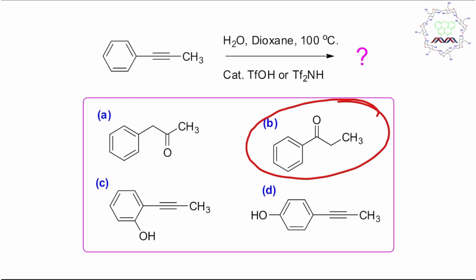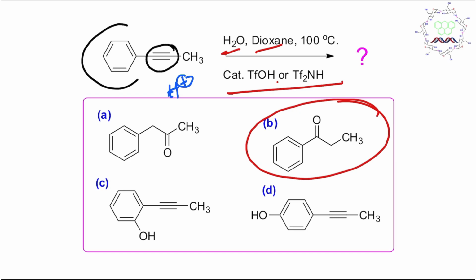Now you need to understand the condition. Water, dioxane and a catalytic amount of trifluoric acid or trifluoride, a very strong acid. It's true. So in this case, one thing is clear. This is a very strong acid, so it will release proton. And who will react with proton? I mean, in comparison, this alkyne versus this phenyl.